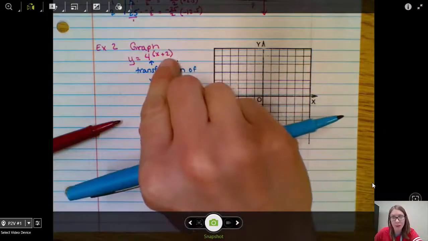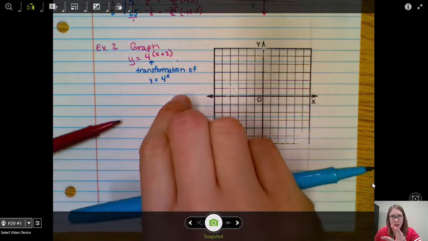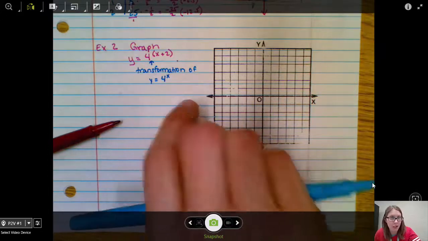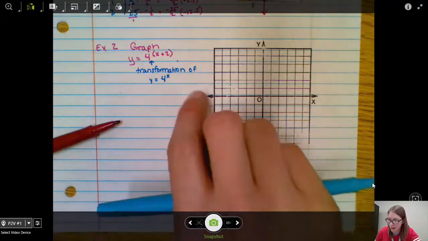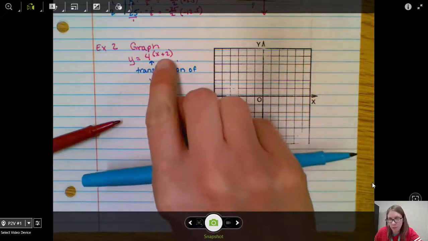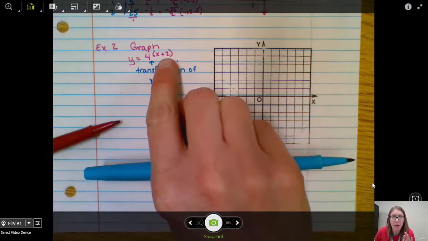This plus 2, since it's inside our function, if you will, like it's inside a square root, it's inside parentheses, same idea here, it's inside. This plus 2 is going to move our graph left 2.